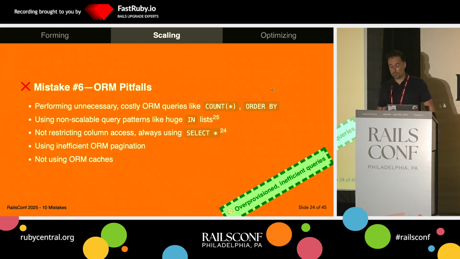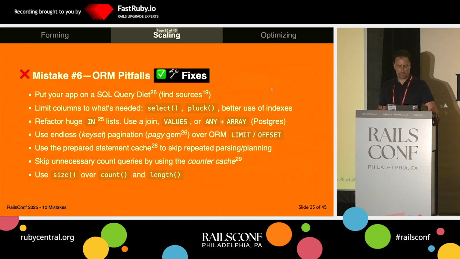Not restricting column access, so all of your queries are select star queries. We'll talk about that a little bit. Using the pagination that comes by default with the ORM, and then not using some of the caches that are available with the ORM, with Active Record. So this could result in over-provisioned instances needing to scale up further than what's needed, and inefficient queries.